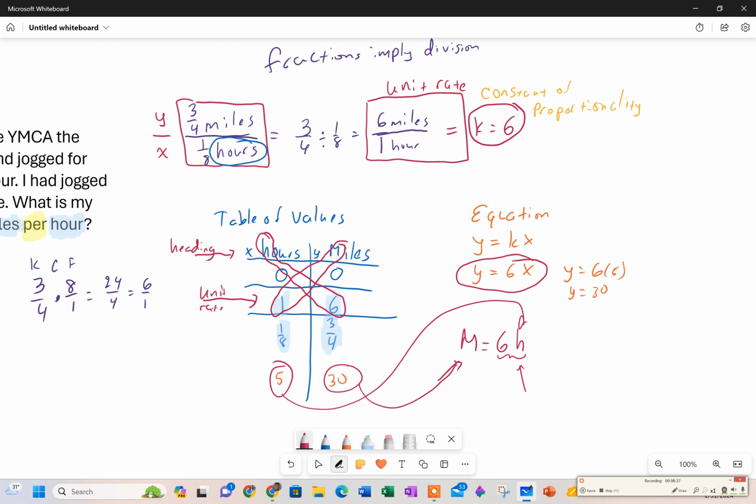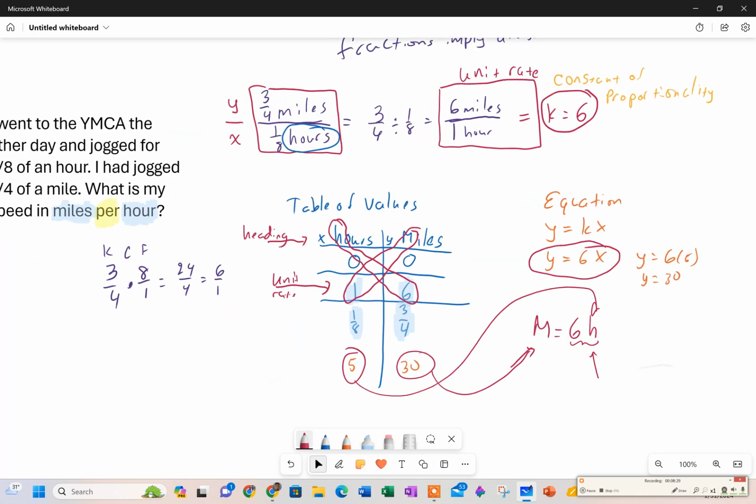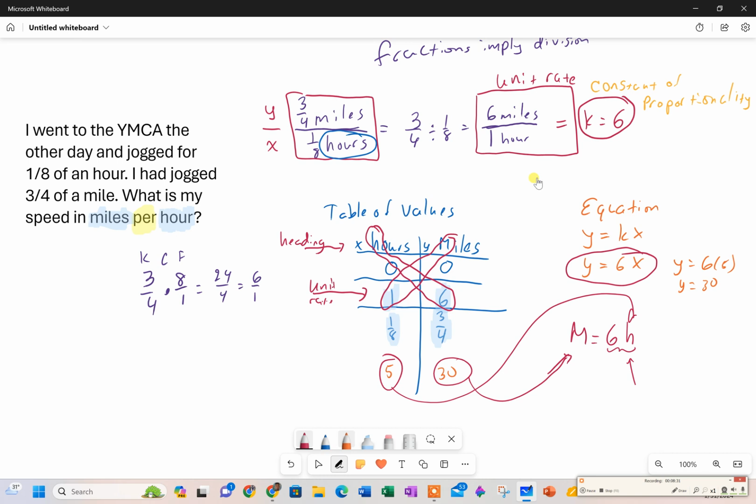But everything's related. And here, like I said, the key is knowing this right here, miles per hour, gives you that fraction. And that fraction is using y over x. That also gives you the constant of proportionality, which gives you the equation. Everything is connected. Good luck.